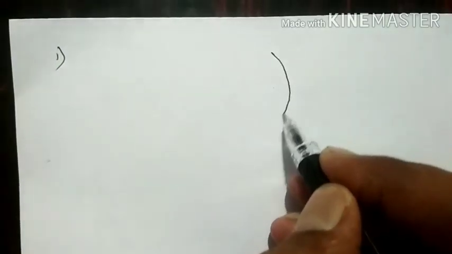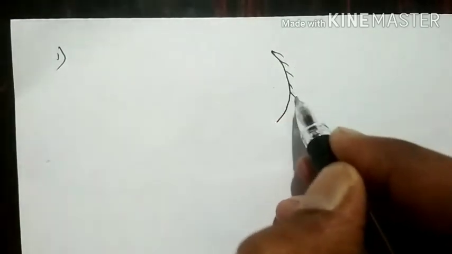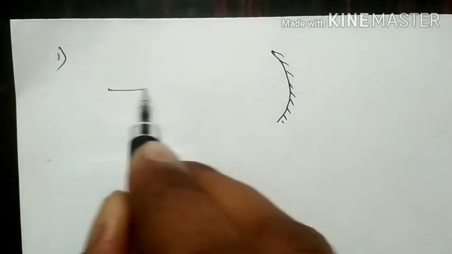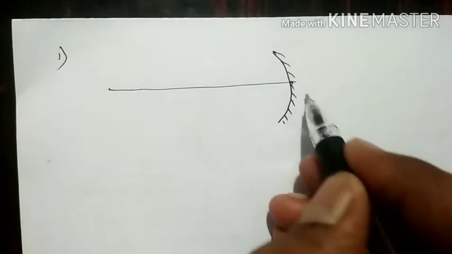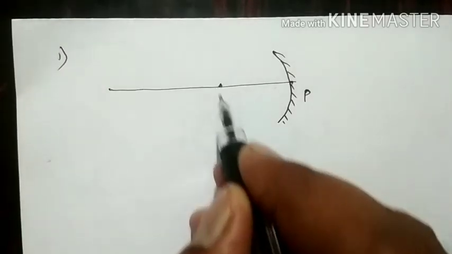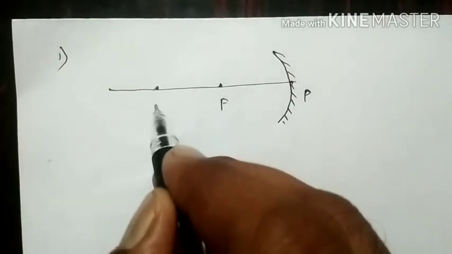So now, first of all, we draw the images for the different positions of the object. As I have shown in the activity, if you change the position of the object, the position of the image is also changed. So first of all, we take the concave mirror, and here the object is at infinity. If you remember, I have taken the object at infinity. What is the meaning of infinity?